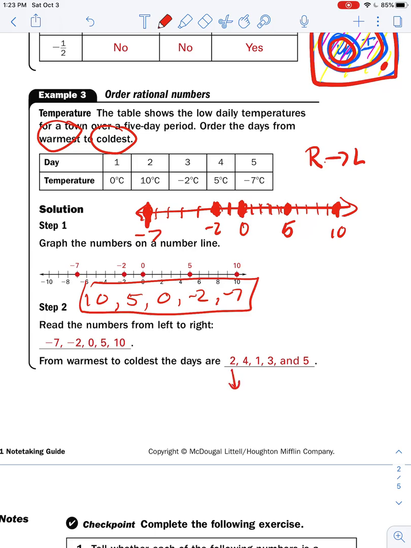This 2 is because on day 2, it was 10 degrees. So these numbers still go with ours. On day 4 in my chart, it was 5 degrees. So we're still following along in these.